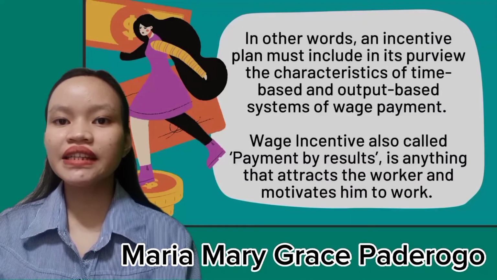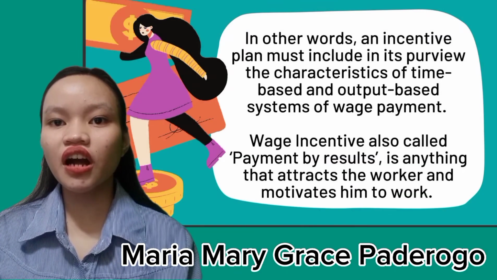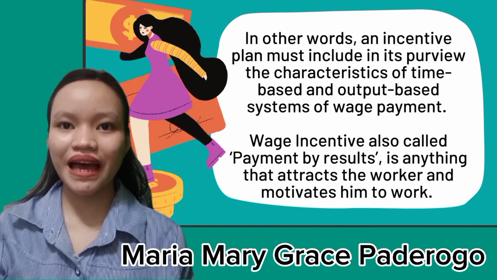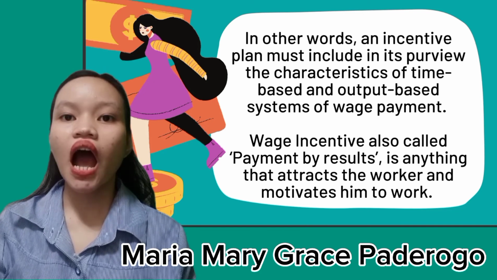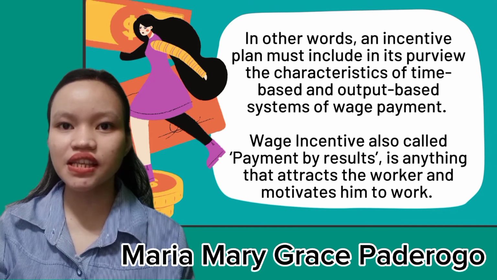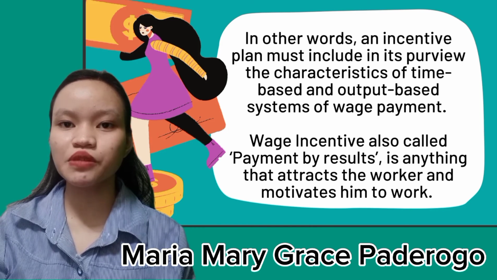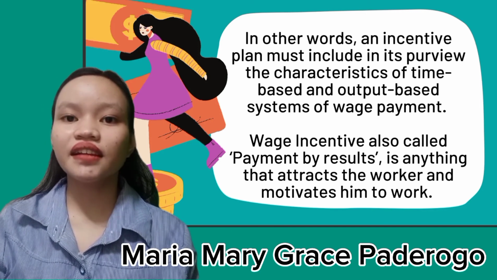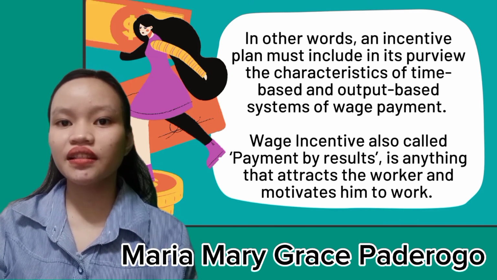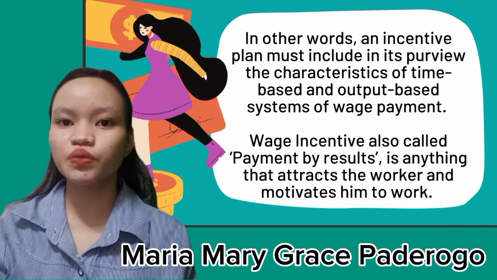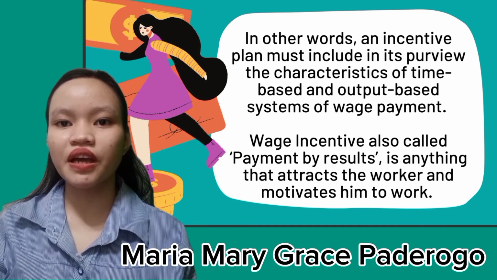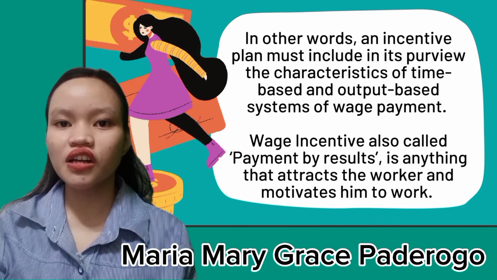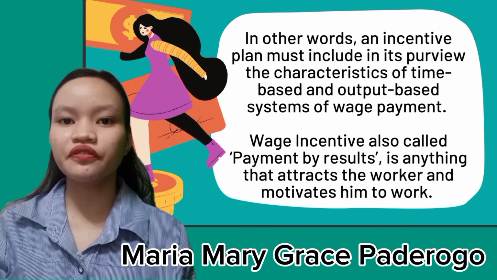However, an efficient plan must provide for a minimum guaranteed wage based on an hourly rate and extra remuneration for increased output. In other words, an incentive plan must include in its purview the characteristics of time-based and output-based systems of wage payment. There are a large number of such plans that are applied in industrial concerns these days. However, before these different types of plans are discussed, the various requirements of a sound wage incentive system must be noted. Wage incentive, also called payment by results, is anything that attracts the worker and motivates him to work. It determines their standard of living and their attitude towards the company. Incentive schemes provide payment based on either individual output or group output. The use of incentives assumes that people's attitudes are related to their skills and ability to achieve important goals.